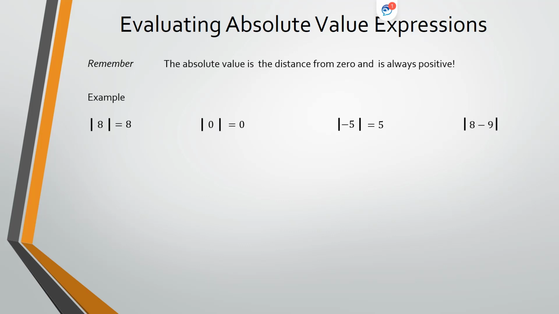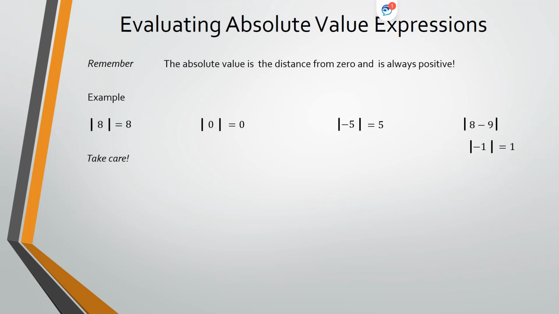And the absolute value of 8 minus 9 is the same as the absolute value of minus 1. 8 minus 9 is minus 1. And the absolute value of minus 1 is 1.